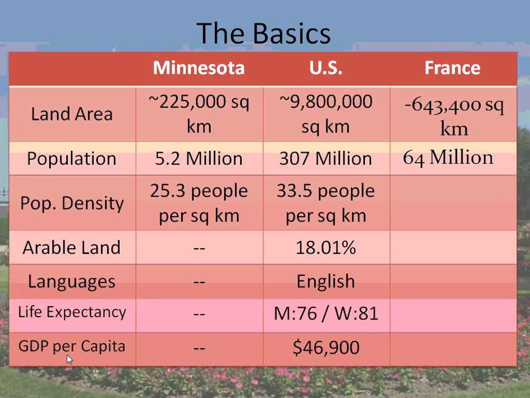Population density, is it going to be less than or greater than? Are they going to be less crammed than we are in Minnesota or more crammed than we are in Minnesota? If they have 3 times the land area and 12 times the population, most of you are correct. It is higher. 100 people per square kilometer.